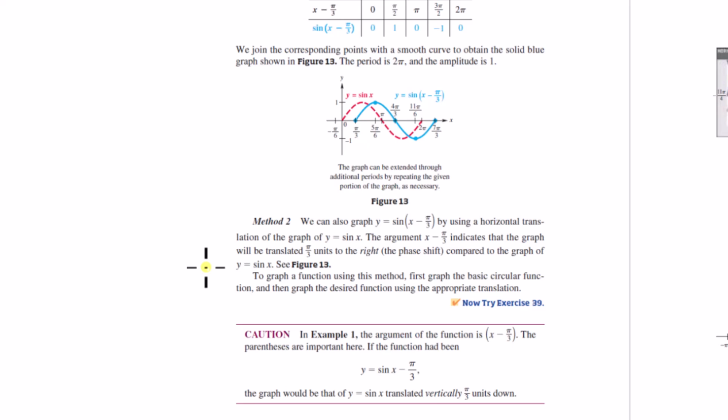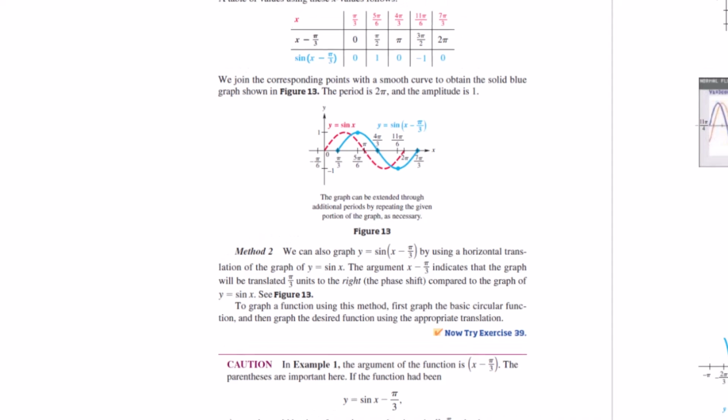In some of the example problems, I might do that as well just to show you, but whatever you want to do. The tricky part is those transformations mixed in, like scaling or flipping mixed in with the horizontal shift, and it's the same idea with the vertical shift. In example 1, the argument of the function is x minus pi over 3. The parentheses are important here. If the function had been sine of x, minus pi over 3, this would be a vertical shift, whereas what was shown here is a horizontal shift.